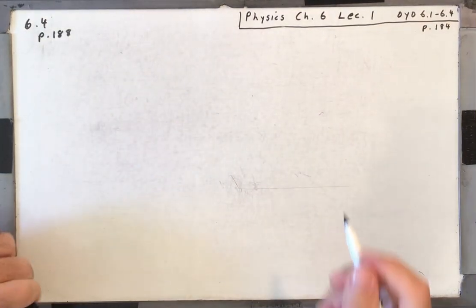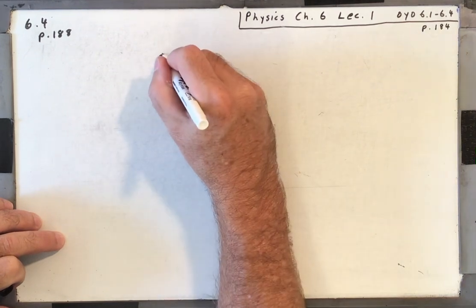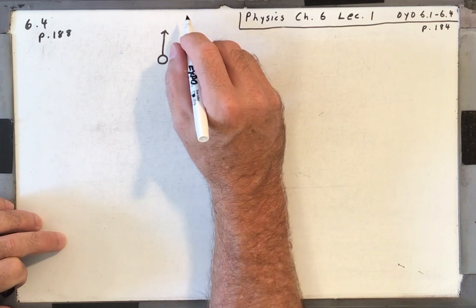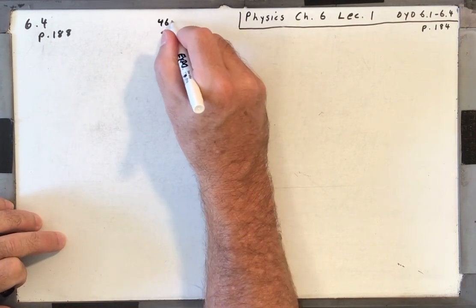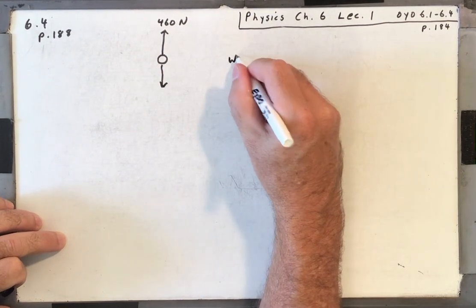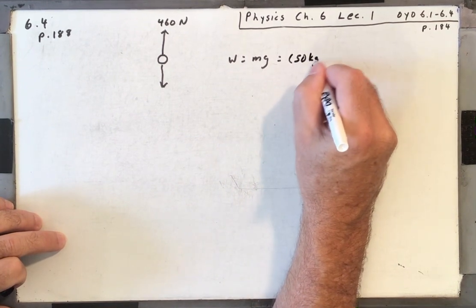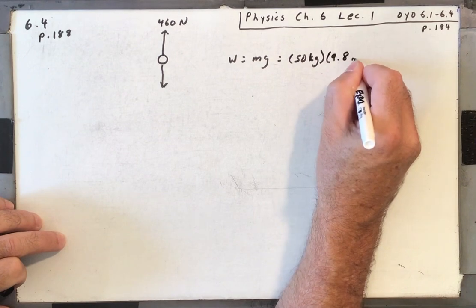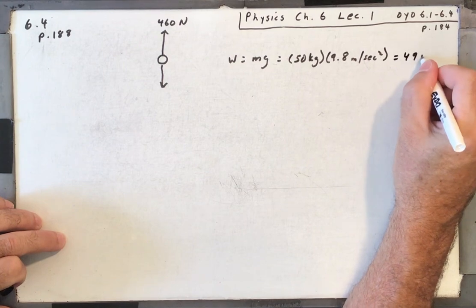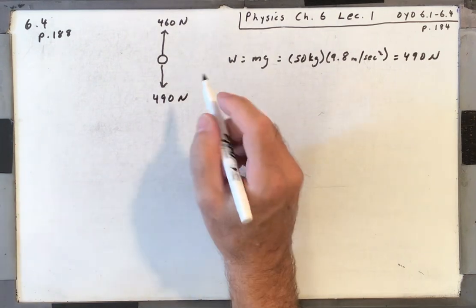Okay, so we did one of these in Chapter 5, so let's just draw a free body diagram here. We've got a spherical mass. We know that the tension in the string is 460 newtons. Now the weight of this mass is directed downwards. Weight is mass times gravity. That's 50 kilograms times 9.8. So that's going to be 490 newtons directed down. We don't have to worry about any friction here or anything.